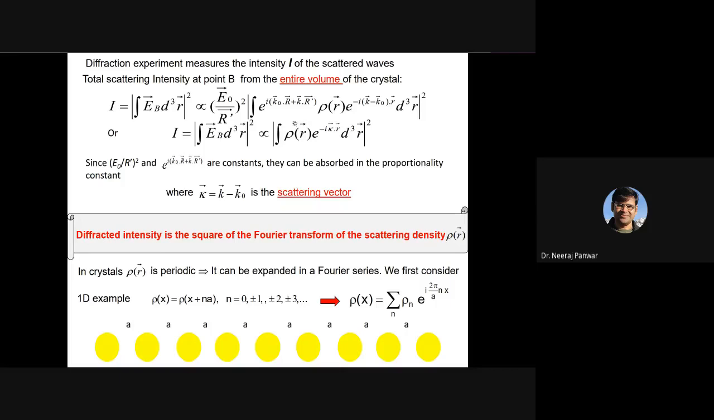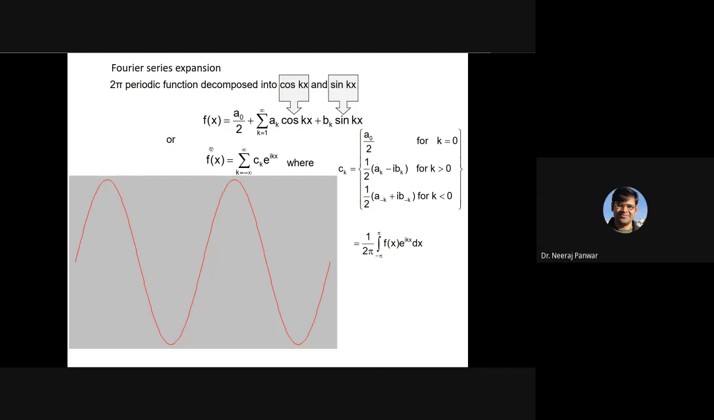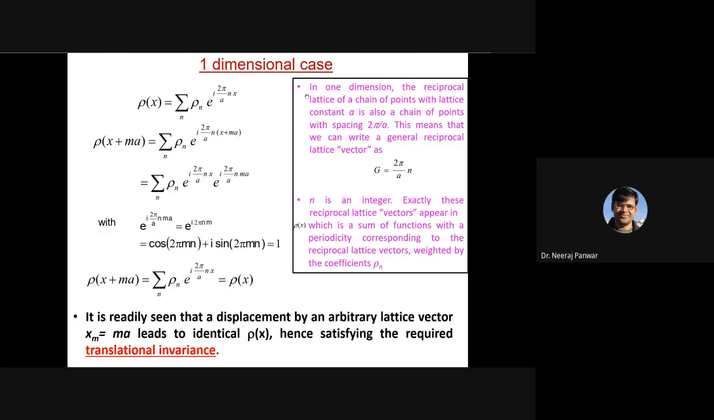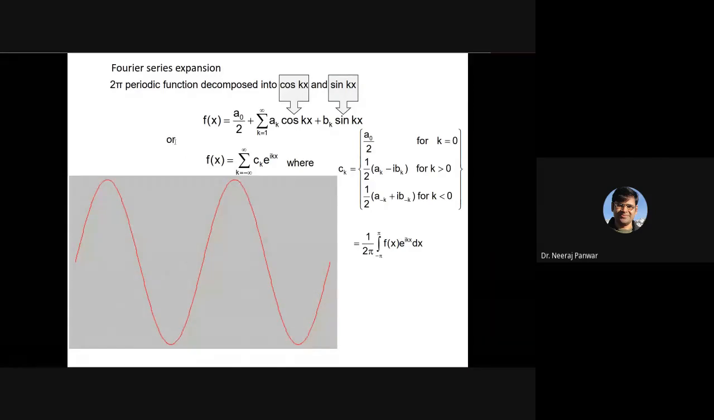So here you have the term rho r, which is a periodic function, and we can represent any periodic function by Fourier expansion. So diffraction intensity is the square of the Fourier transformation of the scatterer density, that is rho r. Since rho r is periodic in nature, it can be represented in one dimension by this Fourier series expansion. And this is the same thing I have already discussed.